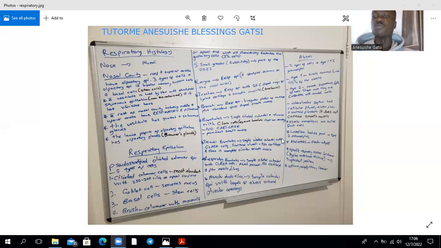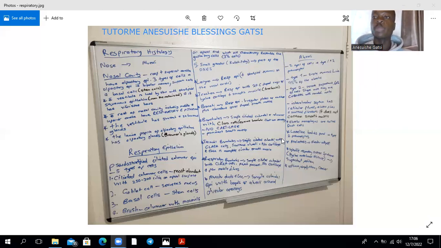Then the submucosa will be slightly denser connective tissue as compared to the lamina propria, where the connective tissue will be loose. Then below the submucosa, we find the cartilaginous layer, the one that is composed of those C-shaped hyaline cartilages. Then the adventitia will be composed of connective tissue, which is going to blend with adjacent structures within the thorax, right?